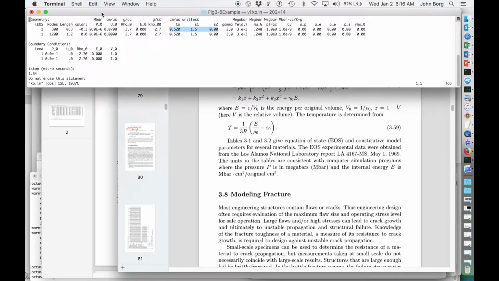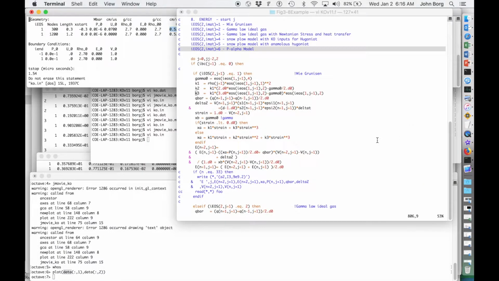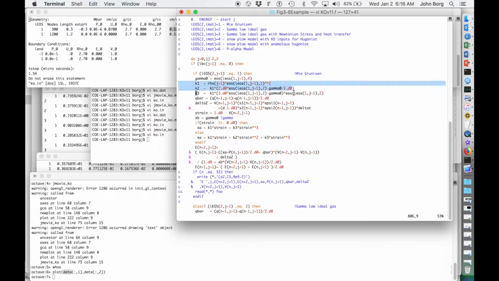All right, so if you put in S1, S2, that's the linear and nonlinear terms for the Hugoniot, then KO will calculate the K1s, K2s, and K3s within the code. And that's done right here. So if you're interested in looking specifically at a particular equation of state, you can scroll down. So here, for example, is magnesium 1. Here's the gamma law here. And so you can see here's K1, K2, and K3 being calculated.